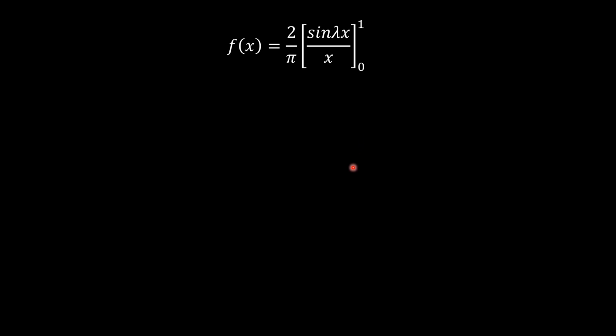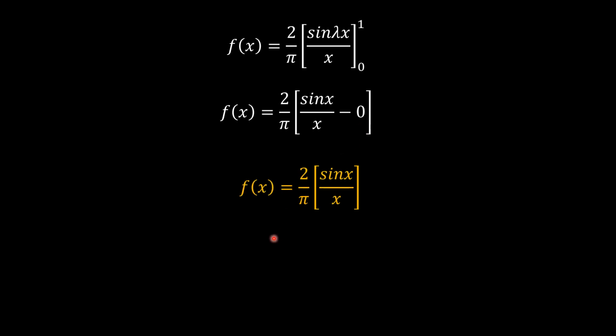So put the upper limit, put the lower limit. That will give us 2 upon pi (sine x upon x minus sine 0, which is 0), and hence the inverse Fourier cosine transform is f of x is equal to 2 upon pi sin x upon x, which is the solution of the given integral equation. So in this way we will solve this example. I hope you have understood this. Thanks for watching this video.